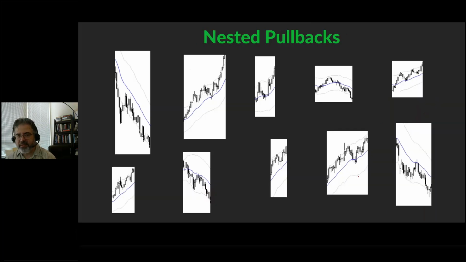And here are some examples of the nested pullbacks. I'll just circle the nested pullbacks here, and then I will clear the lines. If you're pausing the video, you can choose whether to see my lines or not. And notice that some of these nested pullbacks are actually relatively healthy and complete pullbacks themselves, as this last one I circled. Some of them are tight pullbacks.